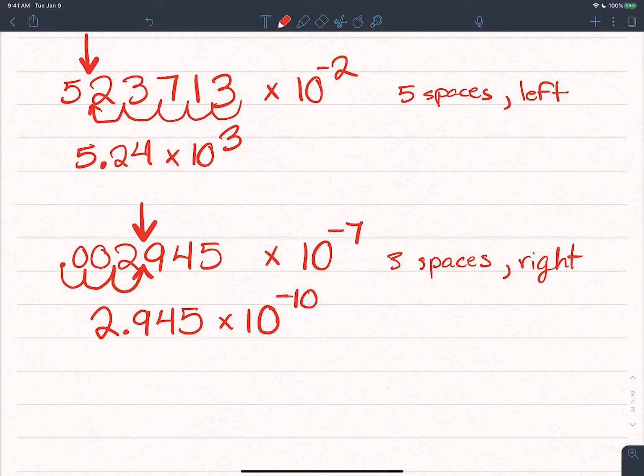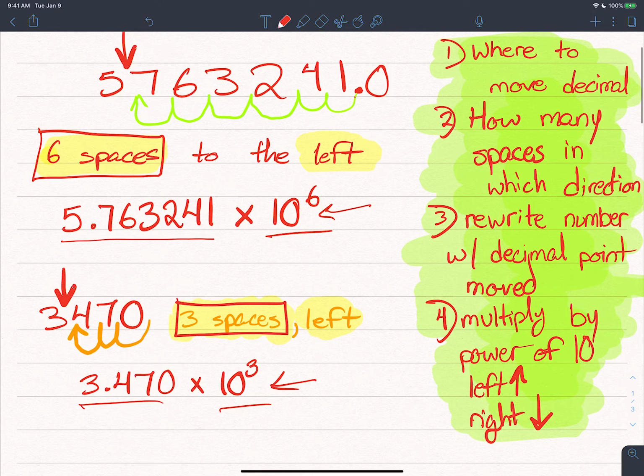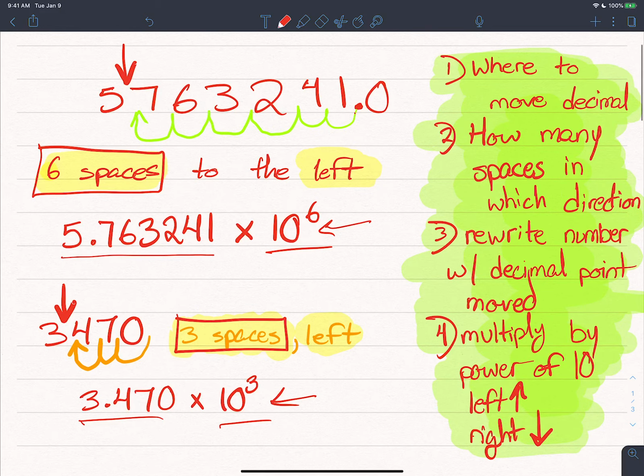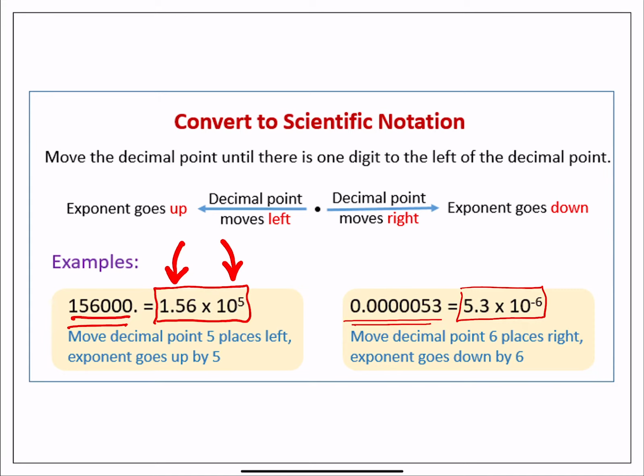Scientific notation is not super difficult or hard or anything like that. It's just about following these steps. That's what scientific notation is. Follow these steps and you'll be able to do it.